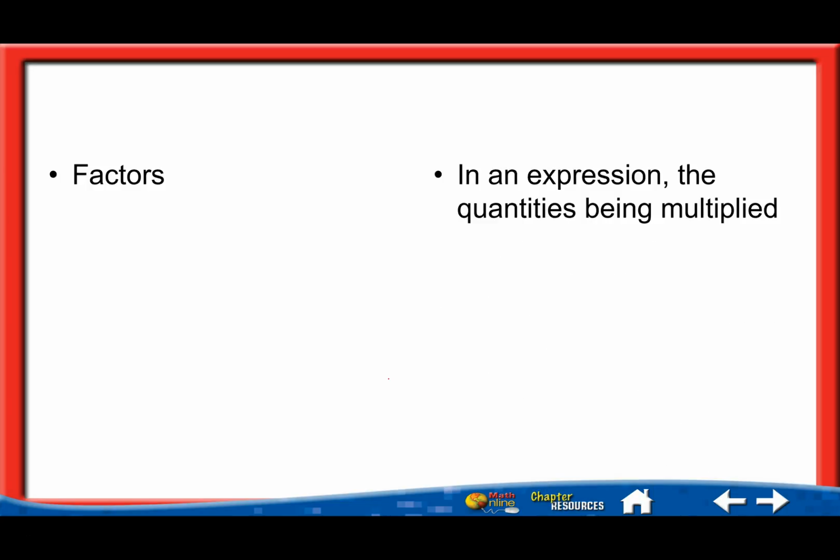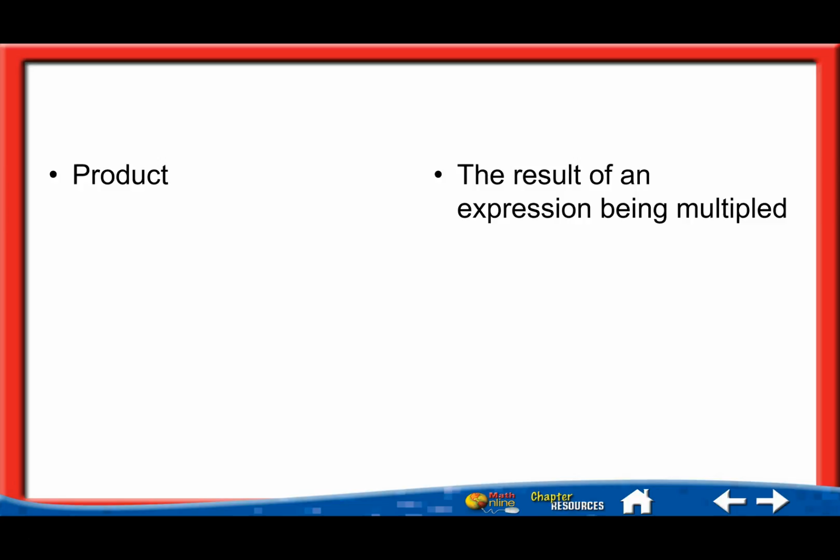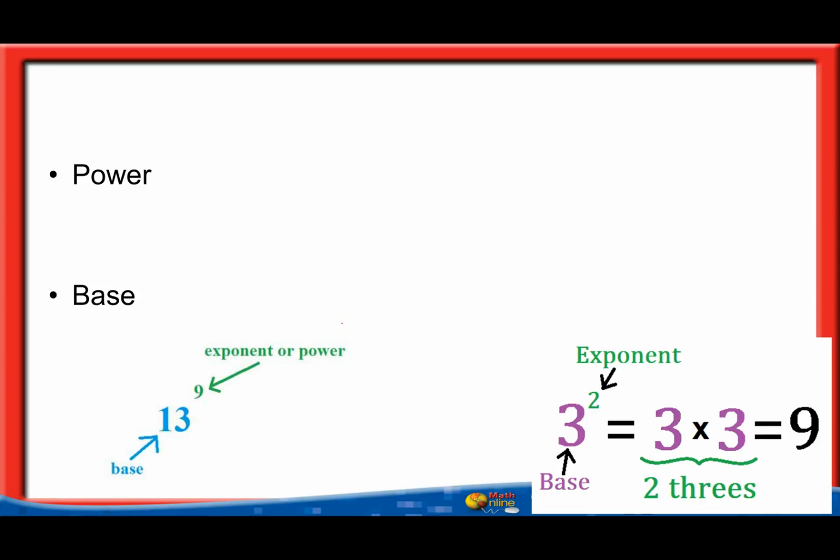Okay, factors. So in an expression, the quantities being multiplied are factors. So if I had 3 times 6, the factors are 3 and 6. Okay, a product. So this is the answer, the result of an expression being multiplied. So if I took that 3 times 6, that is going to equal 18. So that would be my product.